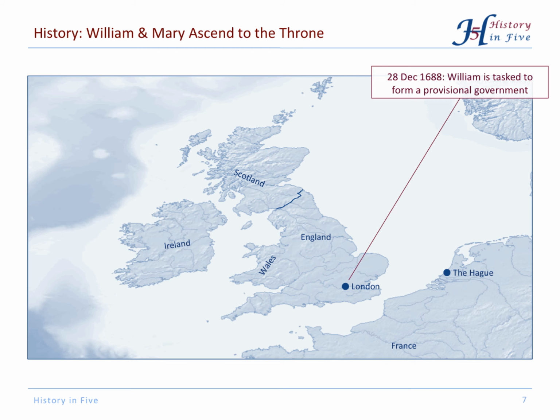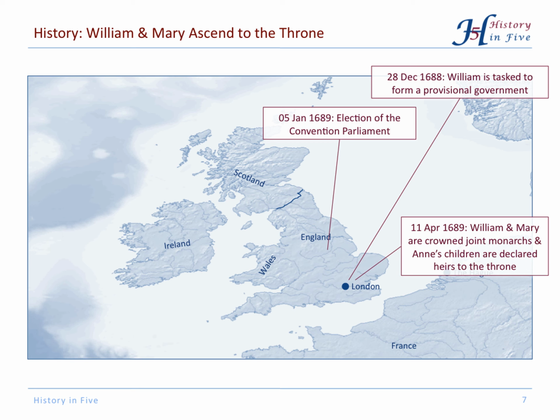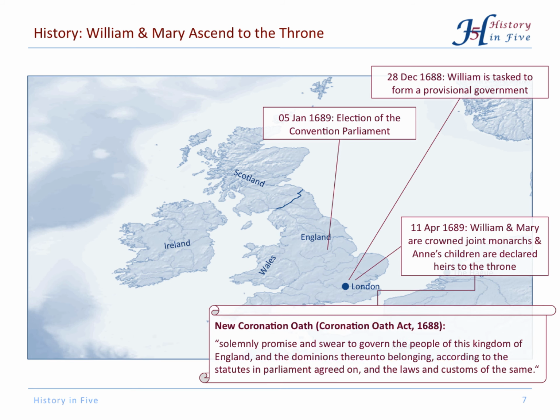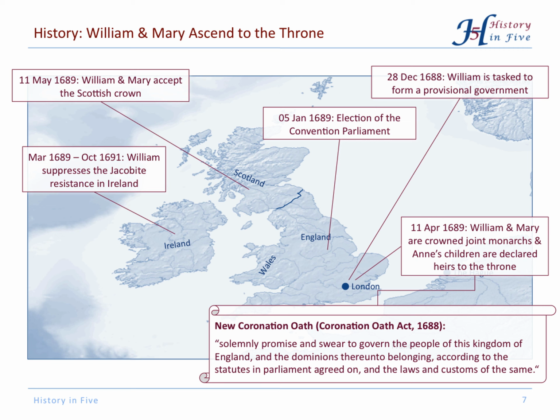Now, William was tasked to form a Provisional Government. He did so. Very quickly, election of Parliament, and then William and Mary were crowned as joint monarchs, and their children should be heirs to the throne. The new coronation oath: the monarchs, the king and the queen, were bound to Parliament and law. They were offered the Scottish crown, accepted that, and then finally they suppressed the Jacobite uprising in Ireland.